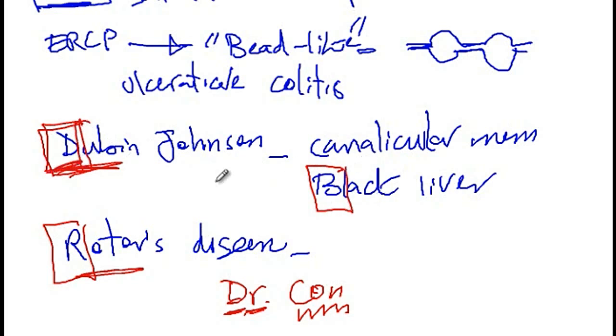These two letters sound so similar to each other that it makes me remember that Dubin-Johnson is going for black liver. So let me spell that out for you. D like Dubin-Johnson and B like black liver. So these conditions are going together.